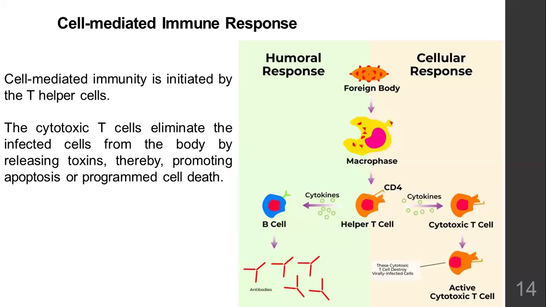So cytotoxic T cells eliminate the infected cells from the body by releasing toxins, and thus they are promoting apoptosis. Apoptosis is cell suicide, of whichever cell is infected. To study the virus or the bacteria, it will take some hours for your body to come fully prepared to fight. Within those hours, some cells may get completely infected and it is no longer useful or viable for the organization. In that case, that particular sector could be eliminated.